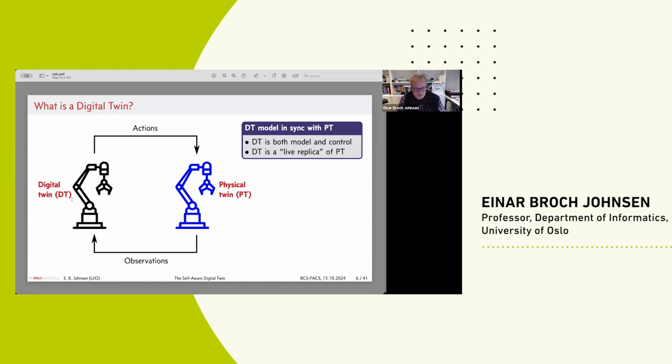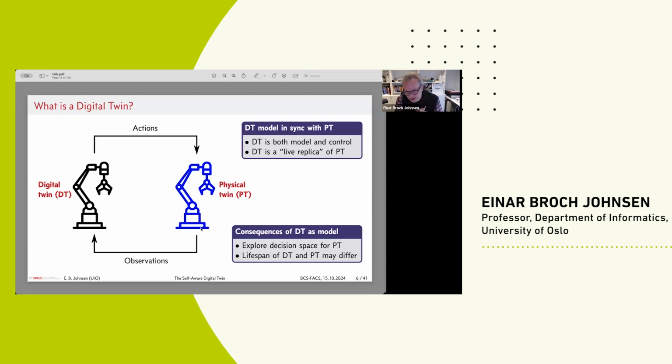Now it's also more than a model in the sense that it has this tight connection to the physical twin, but it's also more than a control system in the sense that there is a model. So it's a kind of model-based control, if you like. Now, an interesting consequence of the fact that the digital twin is a model and not just a control system is that we can use it to explore decision space for the physical twin. So it's not necessarily just about fine-tuning some parameter on a physical system. It could be much more explorative and have much more interesting predictive capabilities, to refer back to this definition.